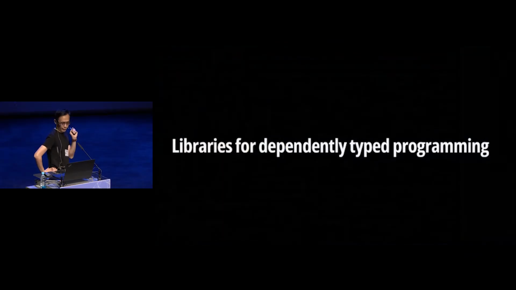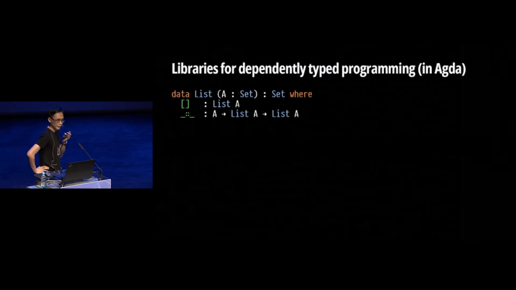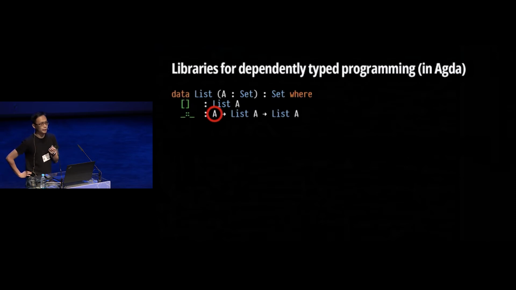Right, so what our work is about is libraries for dependently typed programming, especially in Agda, because that's our favorite programming language. Usually we have lists in our library, and we know that a list is a kind of container that has some elements of some type A.